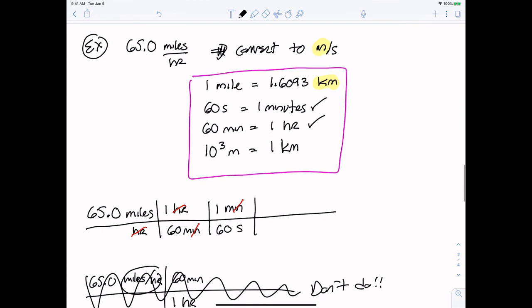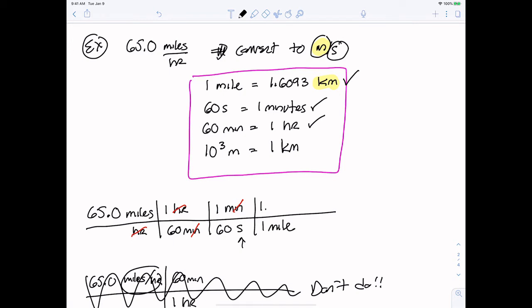So we're trying to get seconds on the bottom, right? That's what we're looking for, and we have that right now. So we're done with that part. We still have to convert miles to meters. Miles are on the top, so miles have to go on the bottom. So I'm going to grab the conversion that has miles in it. And like we just said, the 1 mile is going to go on the bottom.